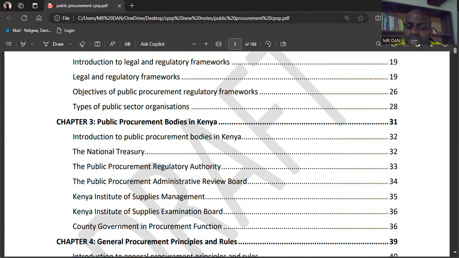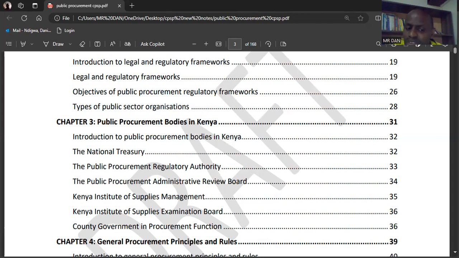Then the other body is the Kenya Institute of Supply Examination Board, which is now the examination body. So once you complete this course, you'll be given a certificate, and that certificate will have the logo of Kenya Institute of Supply Examination Board. Therefore, it means you will be able to be a professional in that area.